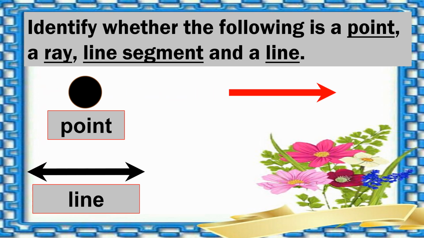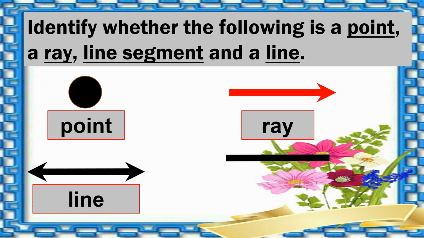The third one, can you identify this figure? Yes, this is a ray. So we can see here one arrowhead and one endpoint. So it means that we can extend in just one direction without end, and the other direction has one endpoint. It means that you cannot extend that anymore.